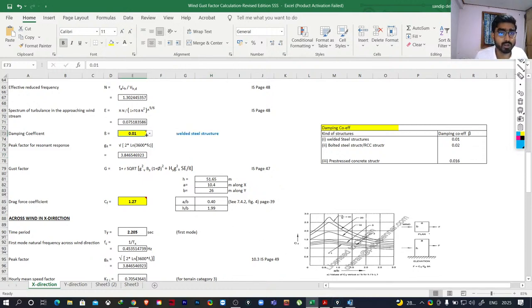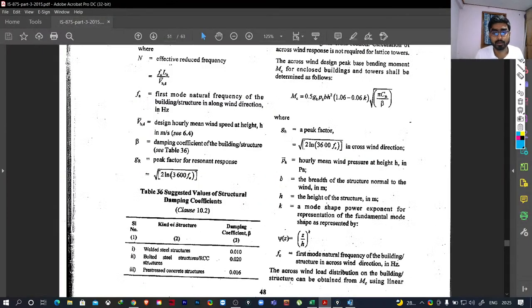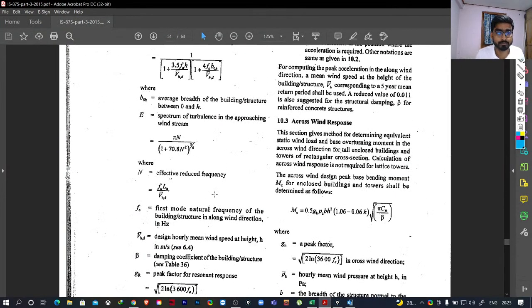So this value is for bolted steel structure and RCC structure. From where? The comment is there from table number for this one. You can see damping coefficient. Okay, so it is table number 36 in page number 40. You can refer this. So all the values we have got easily.